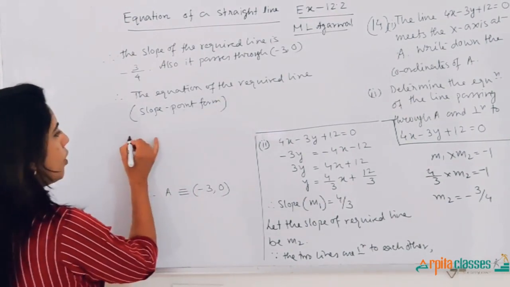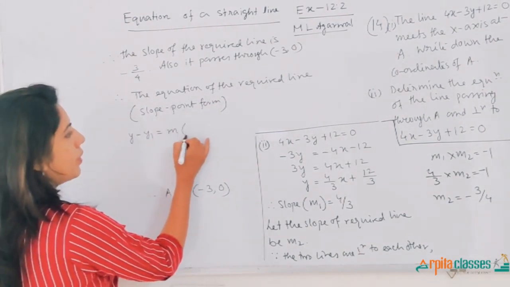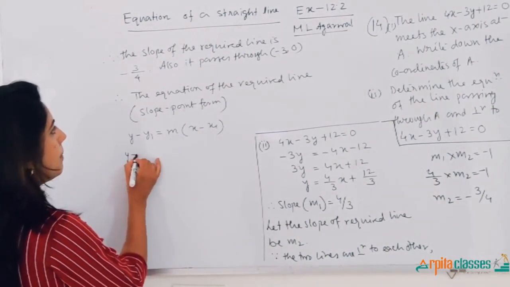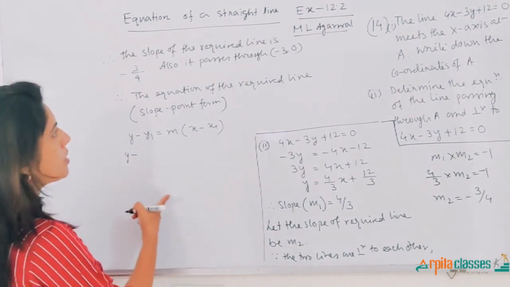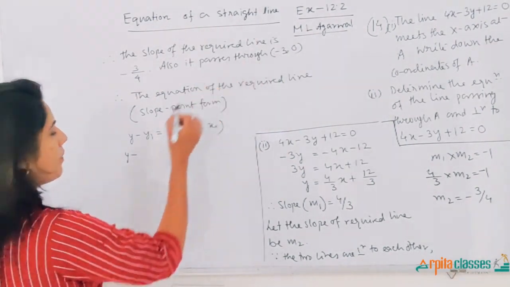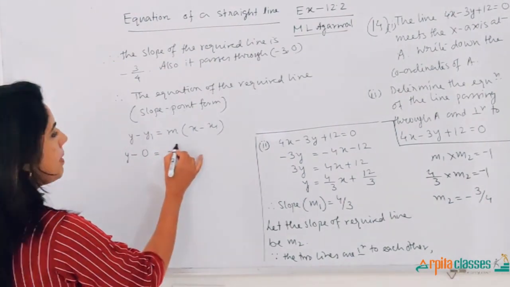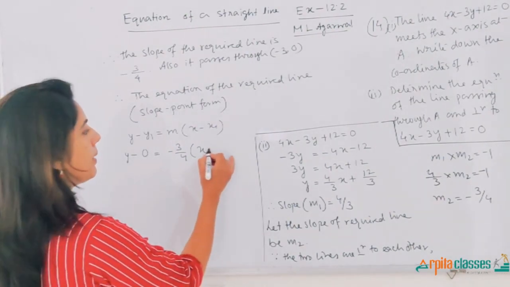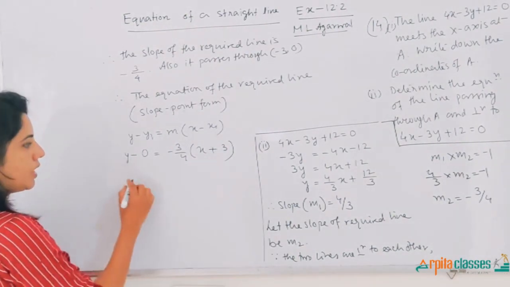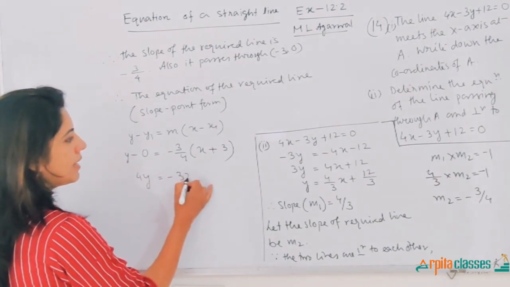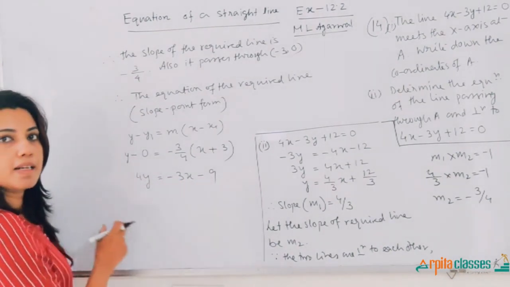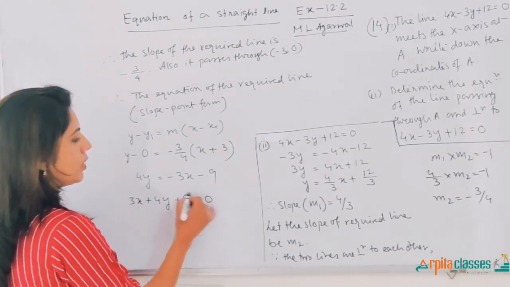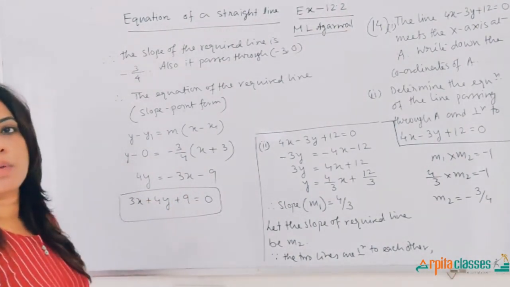First I am going to write down the form, that is y minus y1 is equal to m whole into x minus x1. Now I am going to put the values. The point was minus 3 comma 0, so y1 is 0. Is equal to slope is minus 3 upon 4, x minus x1 is x minus of minus 3, so it will become minus minus plus 3. Get 4 this side, so it is 4y is equal to minus 3x minus 9. Get minus 3x and 9 both this side, so it will be 3x plus 4y plus 9 equal to 0. So this is the equation of the line.